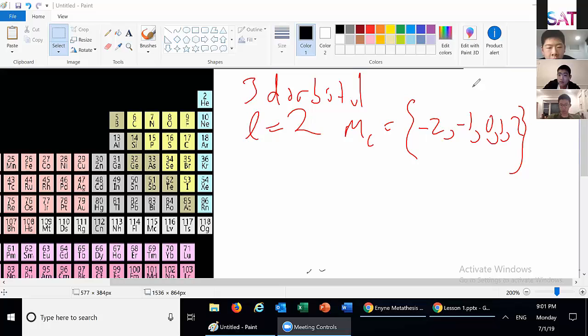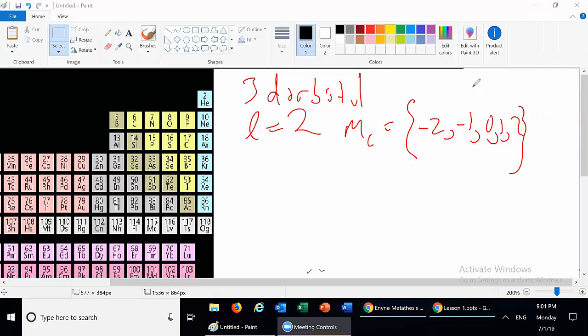What I'm trying to say is that there are 5 different possible combinations where n equals 3 and l equals 2. Can you repeat that again? Okay. We have 5 possible values for m sub l, right? So that means there are 5 different orbitals, because each set of these 3 quantum numbers corresponds to an orbital.